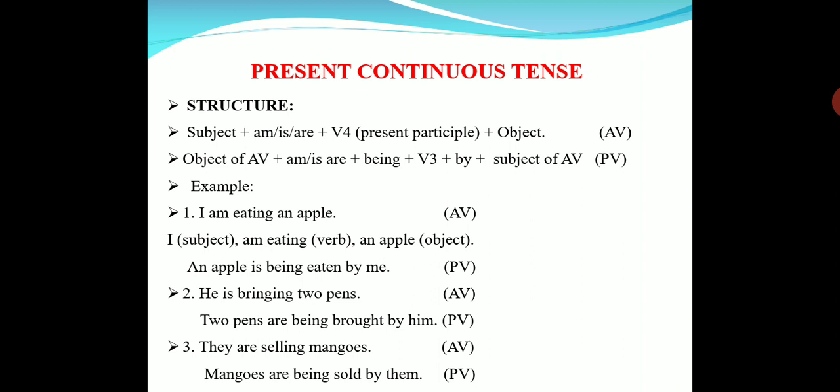Okay. Let us see one more example. He is bringing 2 pens. What is the subject here? He. What is the verb part? Is bringing. And in the verb part again, what is the main verb? Bring. What is the object? 2 pens. So we have divided it according to the first rule. What is the second rule? Object becomes subject. 2 pens become subject.